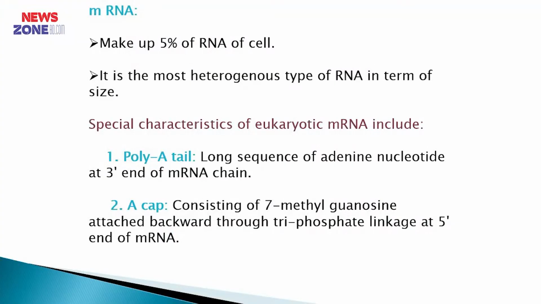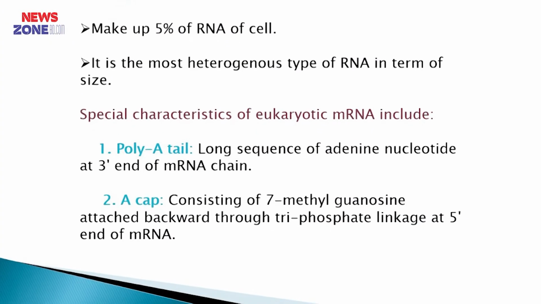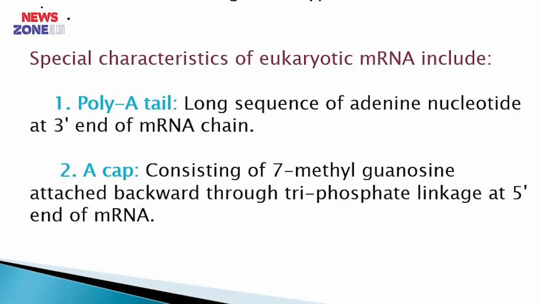Poly A tail. What is poly A tail? A long sequence of adenine nucleotides at the 3' end of the mRNA chain. What is the 5' cap? It consists of 7-methylguanosine attached backward through a triphosphate linkage at the 5' end of mRNA.